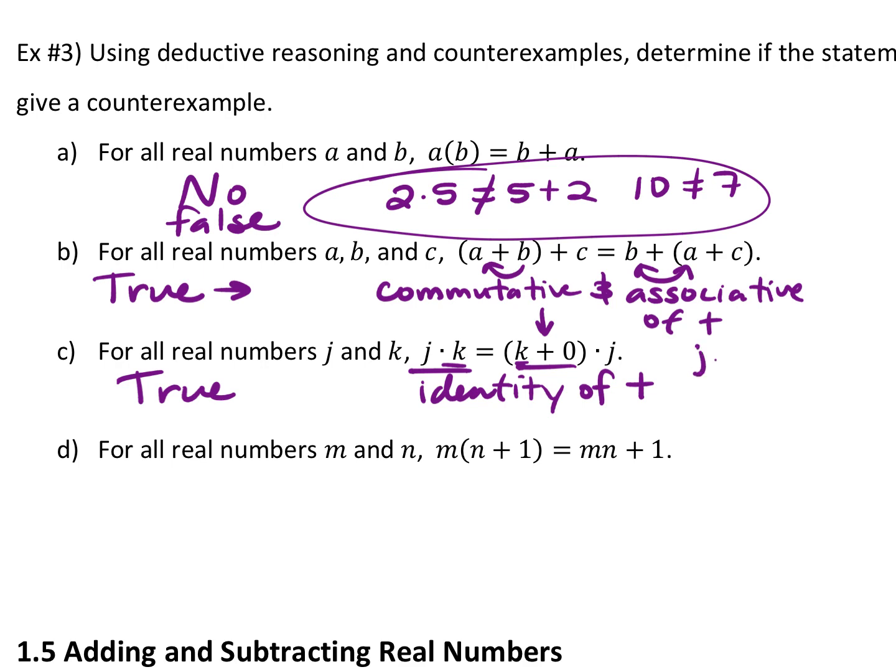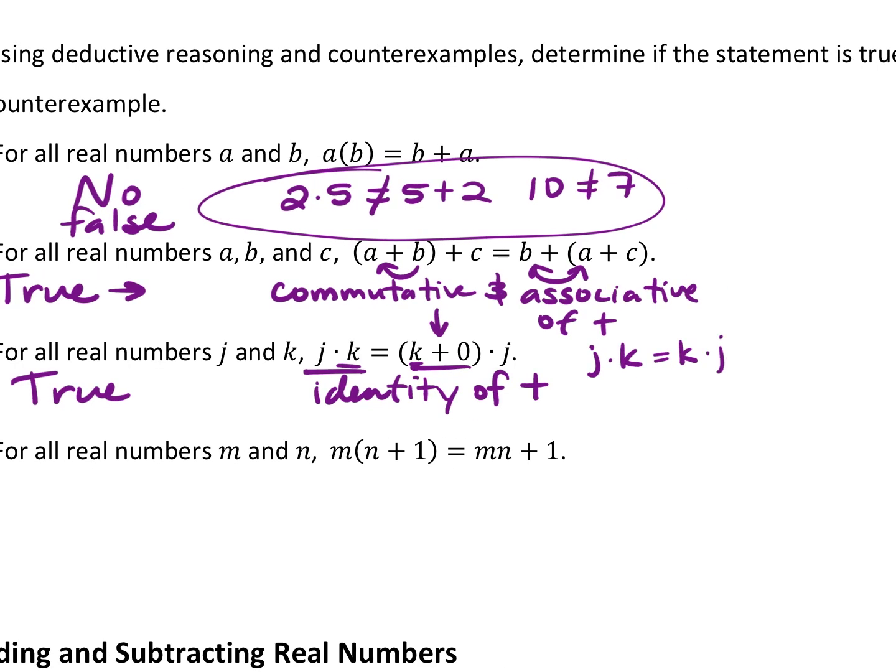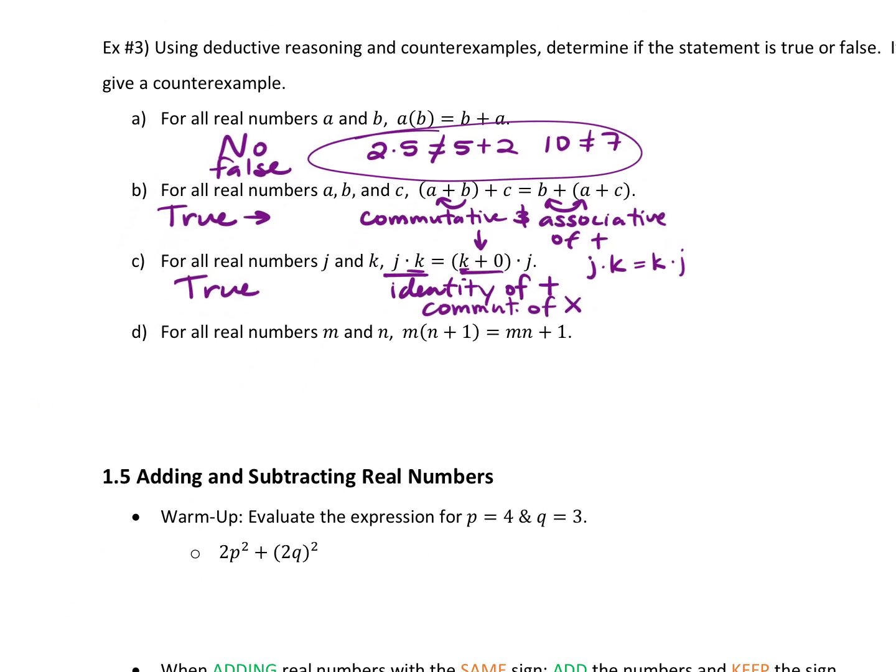So now we're here. J times K equals K times J. What property is that? That's commutative of multiplication. Yeah. Make sense? All right. Last one.